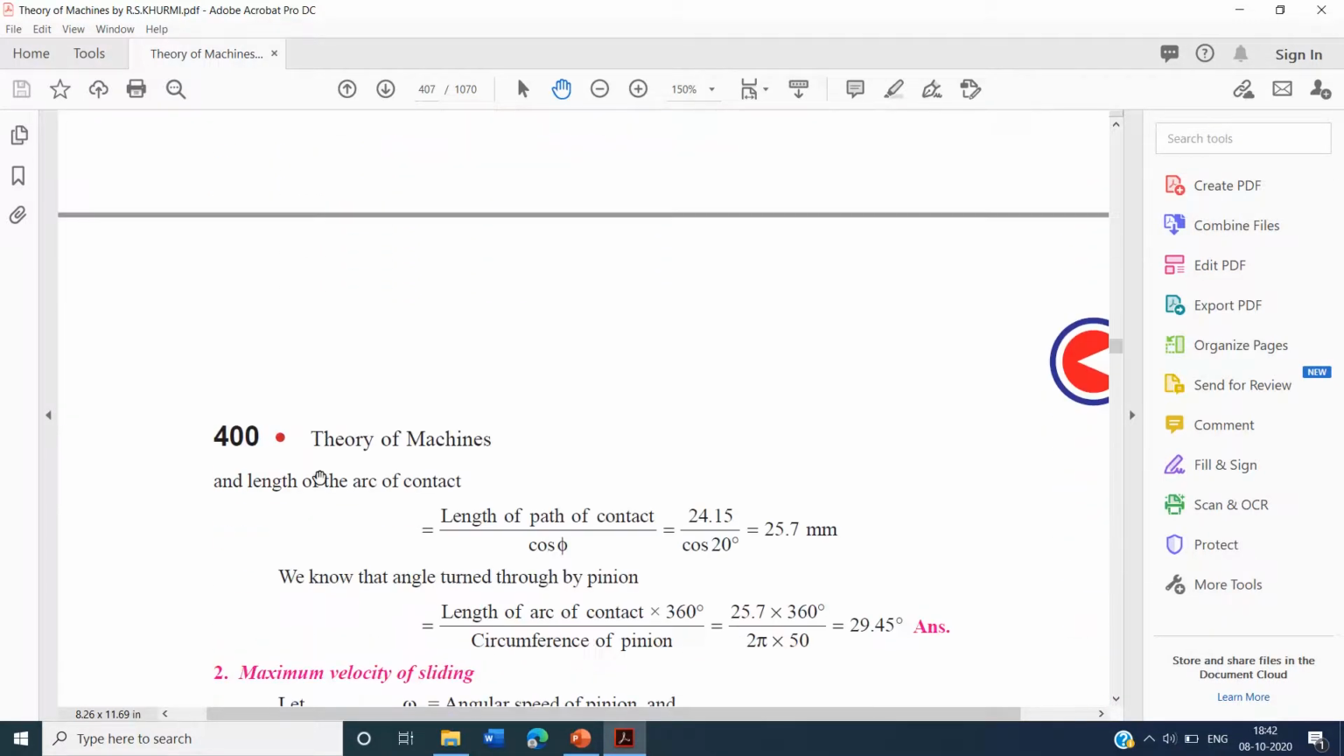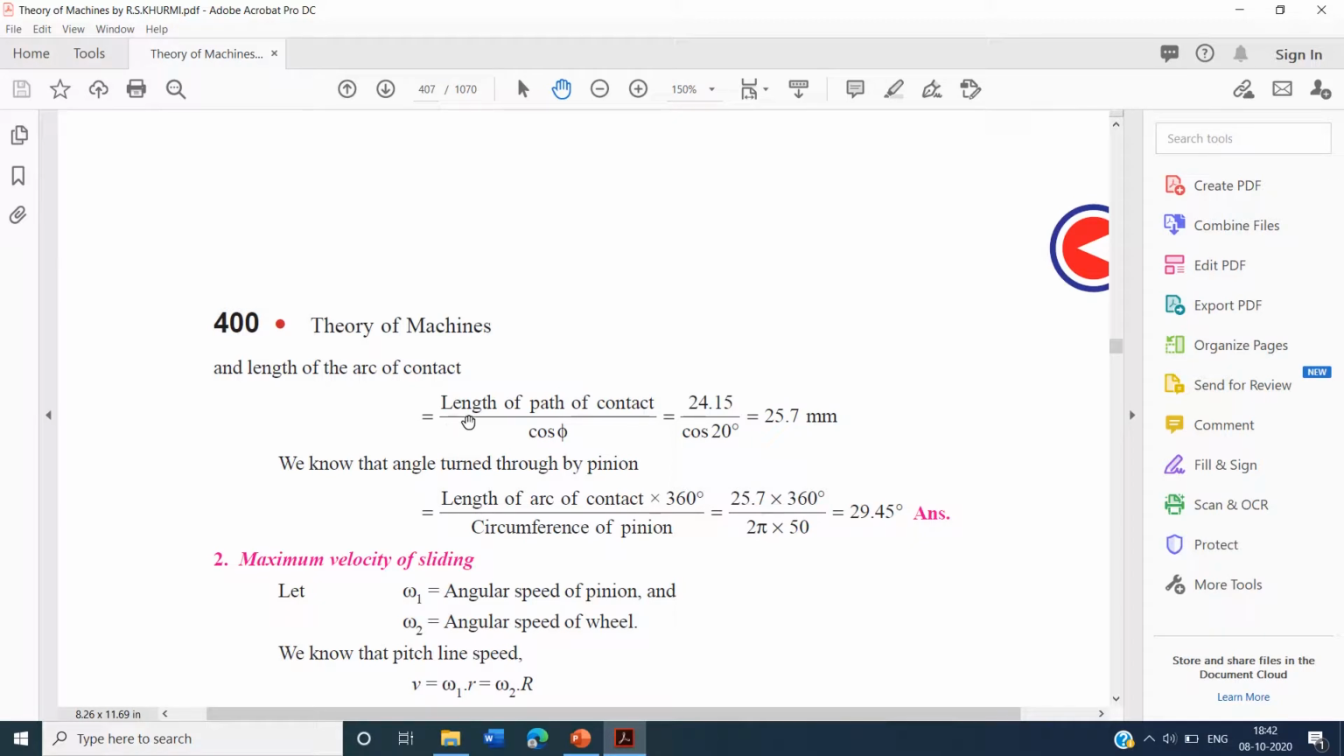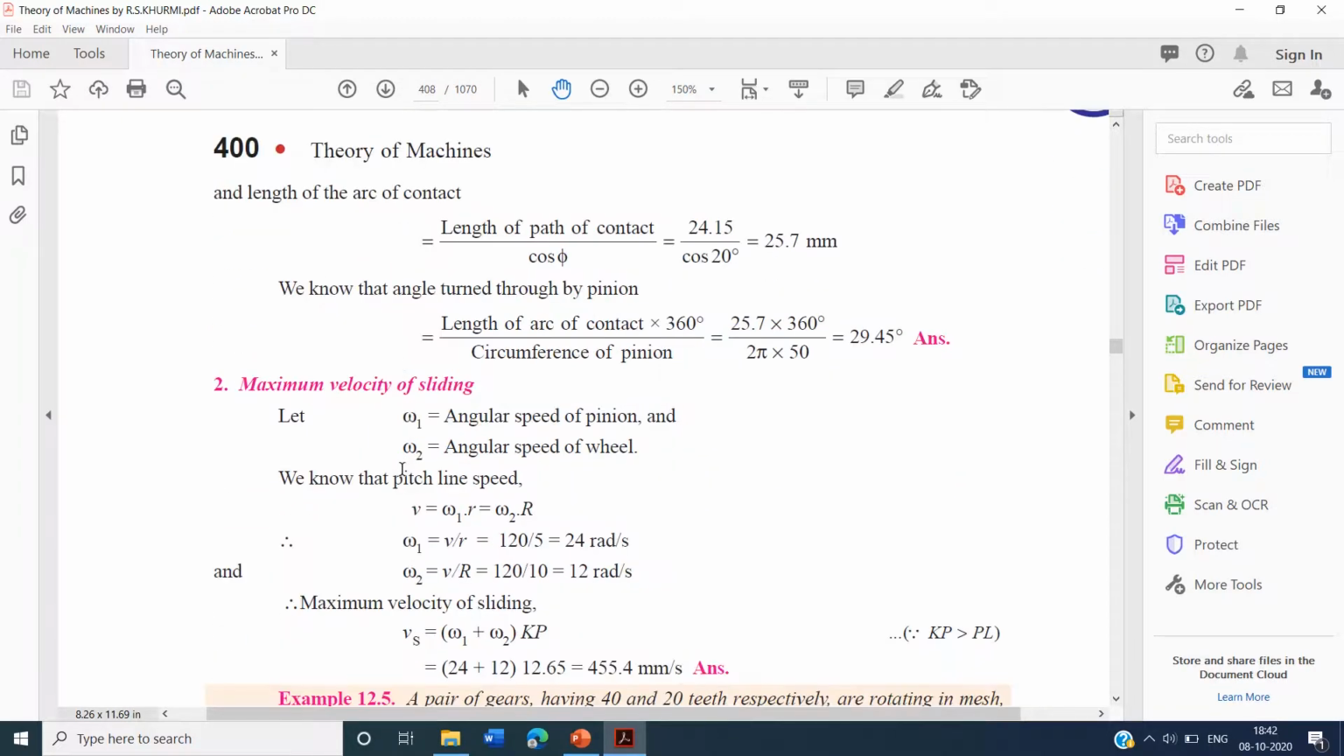Now we need arc of contact. For that, length of arc of contact is equal to length of path of contact divided by cos phi, which is 25.7 mm. And finally, we need the angle turned through by the pinion. That is length of arc of contact divided by circumference of the pinion into 360 degree. This is the equation for the angle turned through by the pinion. Okay, and you will get the answer as 29.45 degree.